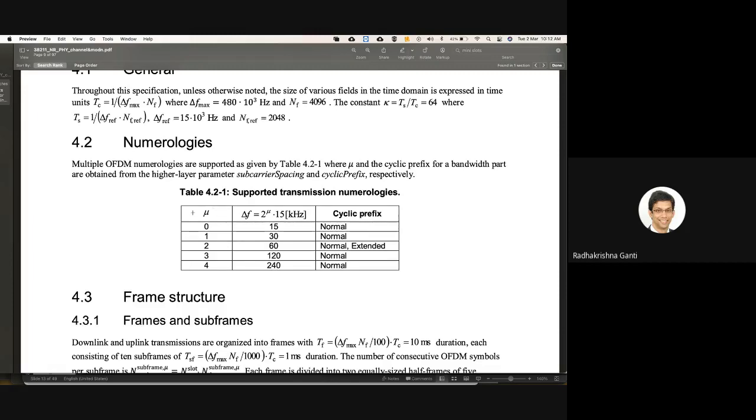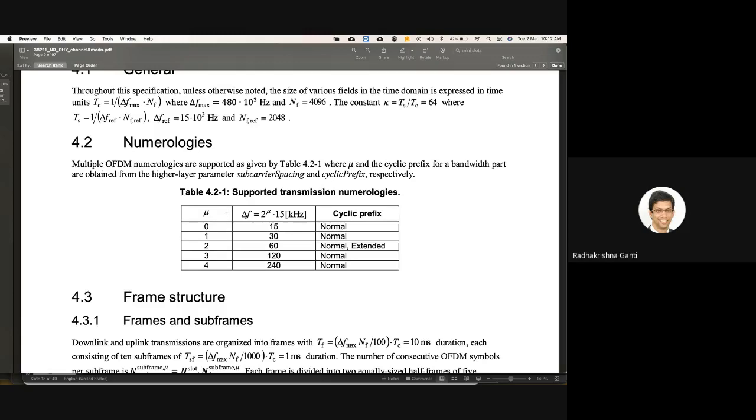Mu corresponds to the different subcarrier spacings. Mu equal to 0 is 15 kilohertz, mu equal to 1 is 30 kilohertz, and so forth. You see a lot of mu in the entire specification. Each mu corresponds to a specific subcarrier spacing. Is this clear? The maximum subcarrier spacing defined in this table is 240, whereas for calculating TC we have taken 480. So 480 is something which will come in future. Release 15 only supports up to 240.